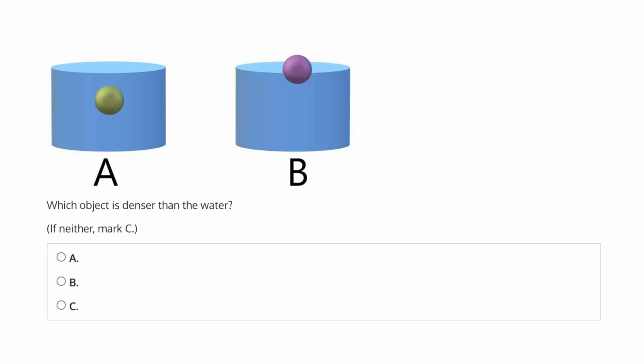This question says, which object is denser than water? Is it the object in A, which is floating within the water column? Is it the object in B, which is floating atop the water? Or, if neither, then mark C.